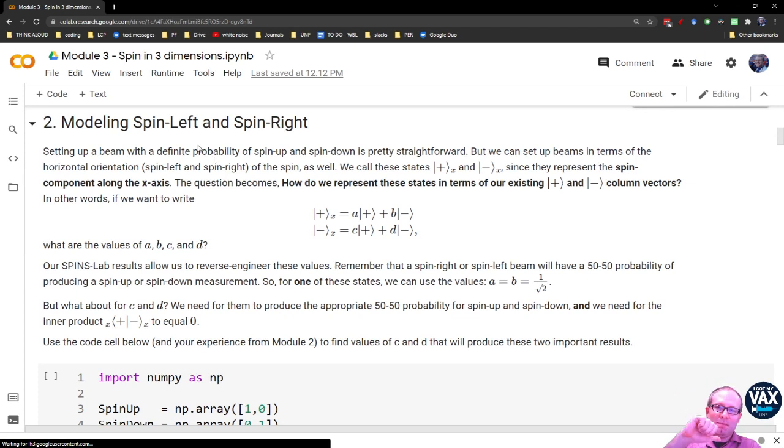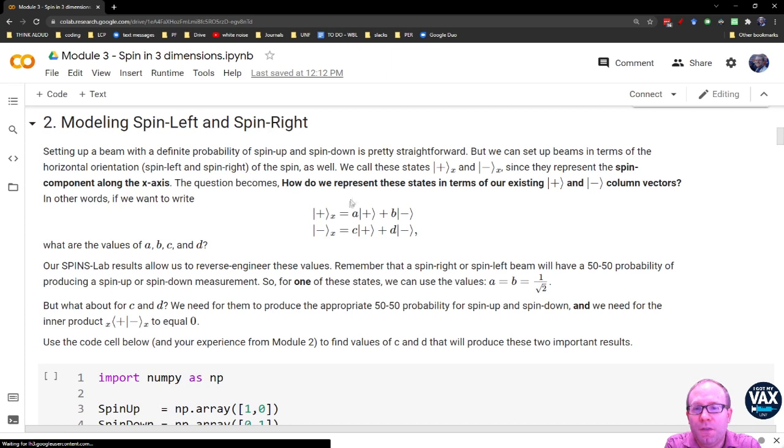So instead of spin up and spin down, you could call this spin left and spin right. And what's going to happen here is that you're polarizing the beam along the x-axis or along the negative x-axis. And so we just call those plus and minus with a subscript x here to remind us that it's along the x-axis. Now remember, the spin up and spin down, the original plus and minus states, those are what we call a complete basis, meaning any other state can be described as a linear combination of those two states.